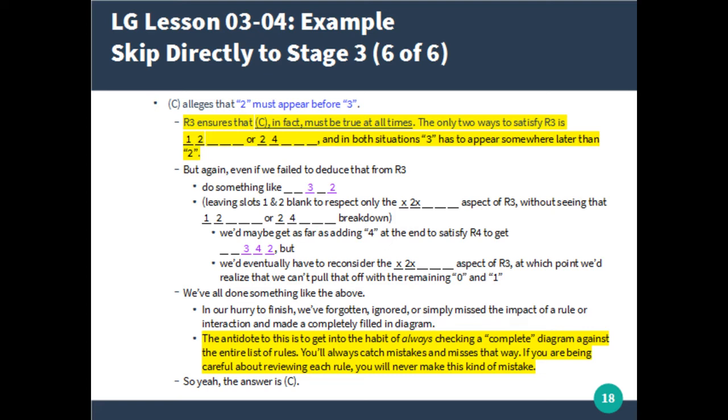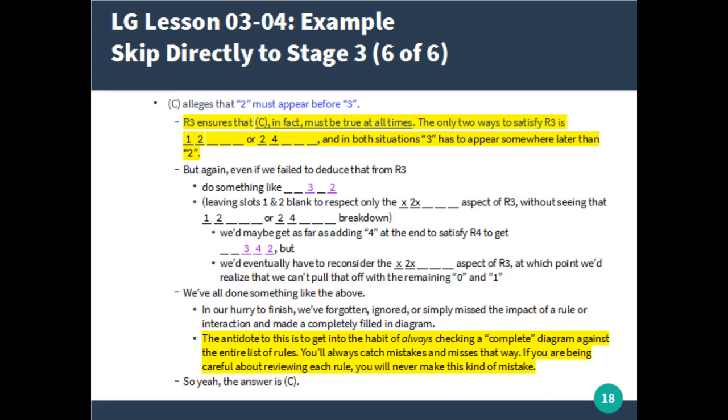I decided to go with this hypothetical erroneous start because we've all done something like the above. In a hurry to finish, usually, we've forgotten, ignored, or simply missed the impact of a rule or an interaction, and we made a completely filled-in diagram. And we did it wrong. The only antidote to this is to get into the habit of always checking any complete diagram against the entire list of rules. You'll always catch mistakes and misses that way. You'll never end up with something wrong like 0, 1, 3, 4, 2. If you're checking the rules, you're going to find out that that's not going to work.